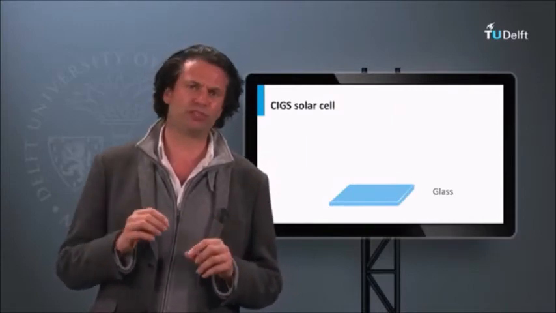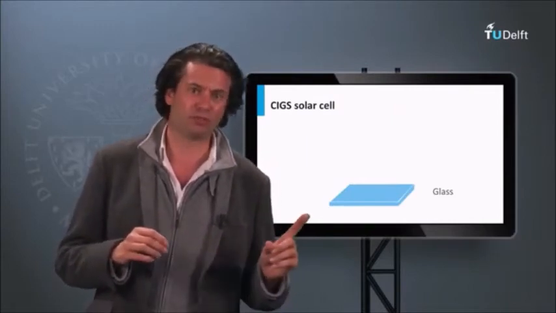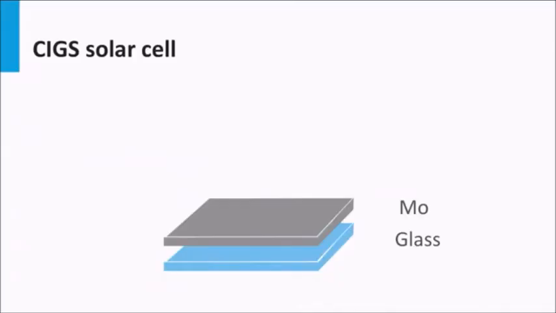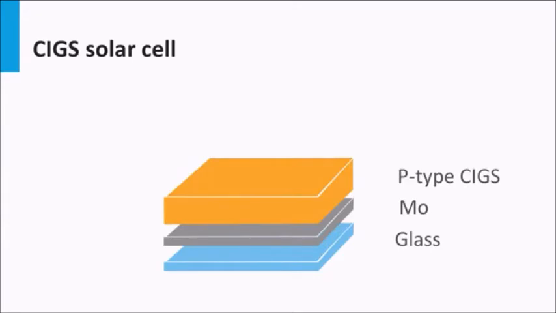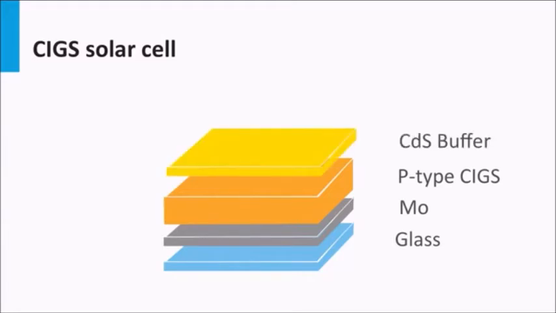Let's look at a typical CIGS solar cell structure. The substrate is glass. On top of the glass, a molybdenum layer with a typical thickness of 1 micron is deposited, which acts as the back contact. On that, the p-type CIGS absorber layer is deposited, with a thickness ranging from 2 up to 4 microns. The PN junction is formed by a thin N layer of around 50 nanometers on top of the p-type CIGS that is based on cadmium sulfide. This layer is referred to as the buffer layer.